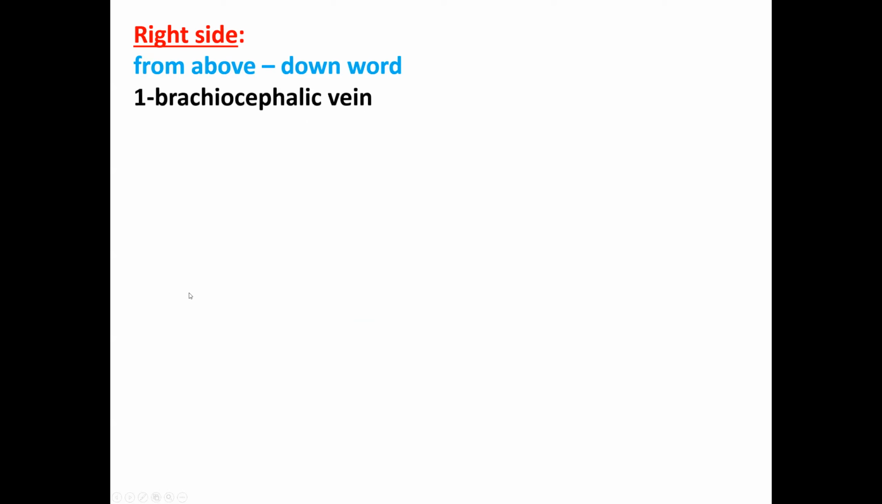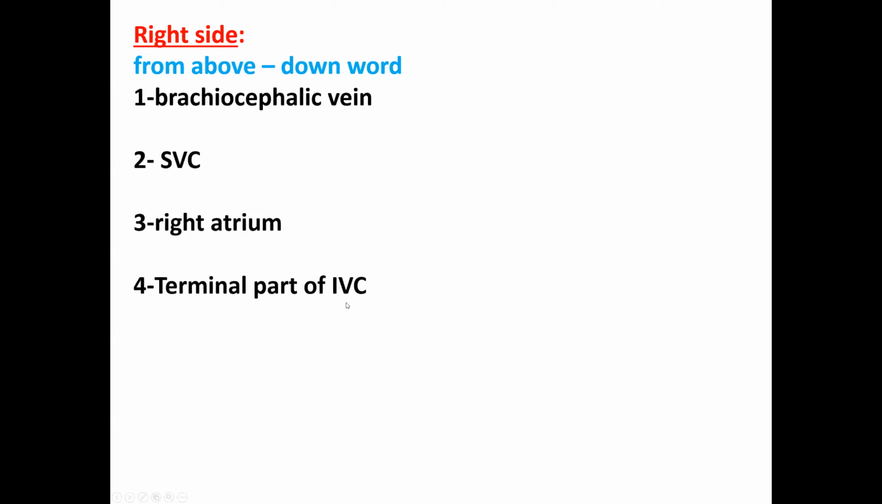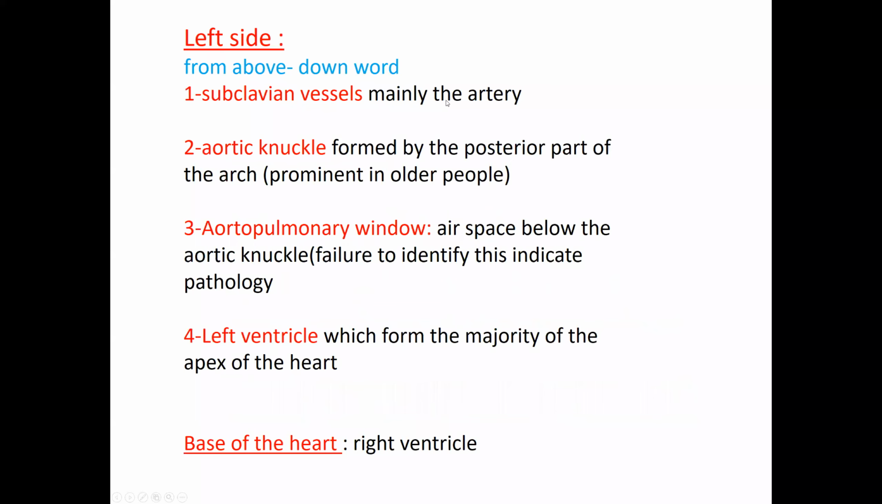From above downward: brachiocephalic veins, superior vena cava, right atrium, terminal part of inferior vena cava. Left side from above downward: subclavian vessels, mainly the artery. Aortic knuckle, formed by the posterior part of the arch, prominent in older people.